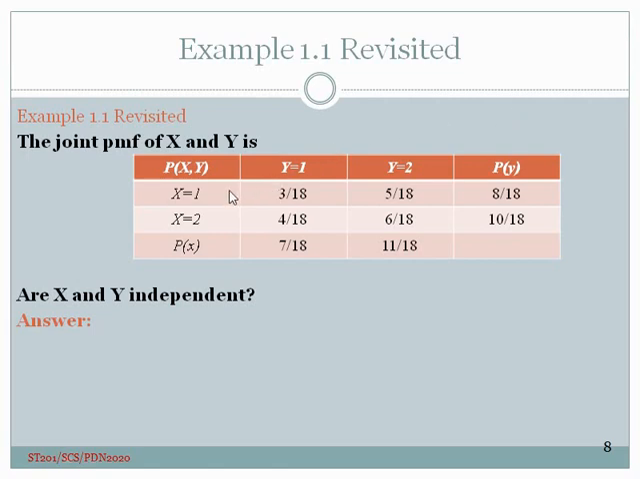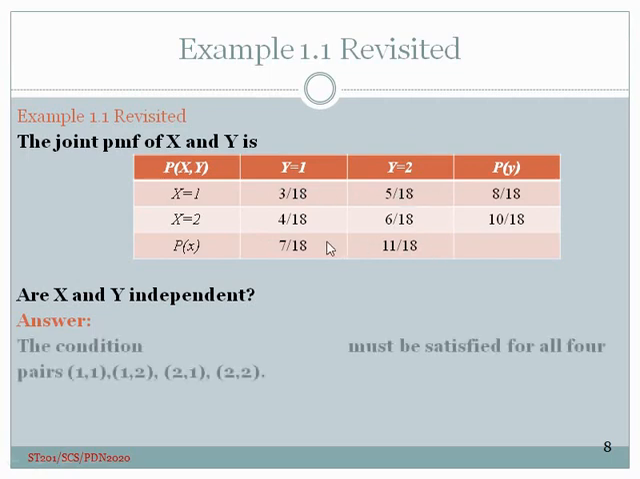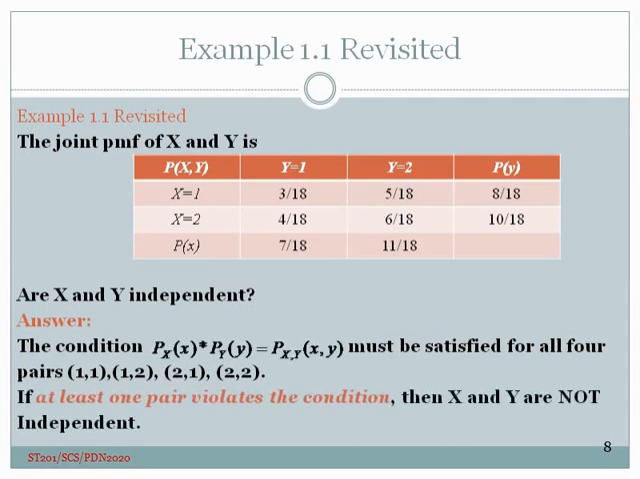In this example, there are 4 possible pairs of x and y. They are 1, 1, which is x equals 1 and y equals 1, 1, 2, that is x equals 1 and y equals 2, and so on. The condition, the product of the marginal PMFs, px times py, should equal pxy for all 4 possible pairs. Remember that if at least one pair violates the condition, then x and y are not independent. Now let's check all 4 pairs.